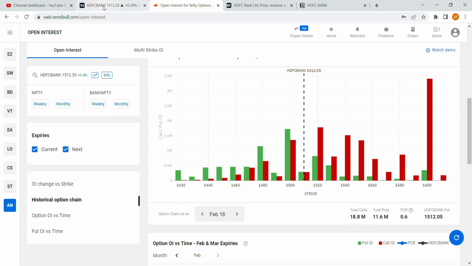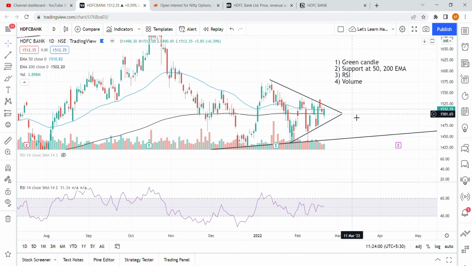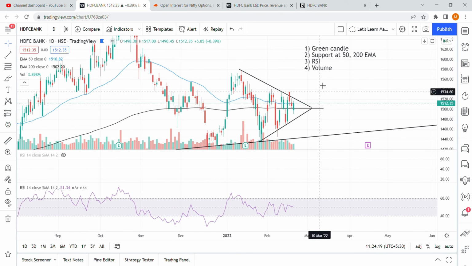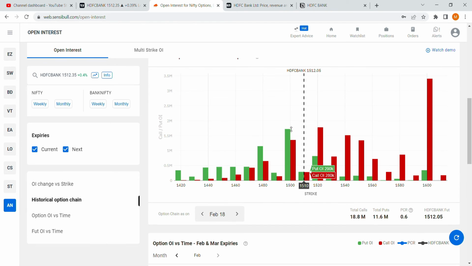Now if you remember, that same 1500 is being shown as the support by the EMA 200-day moving average as well. So we can safely assume that this would be a strong resistance for our trade, and then plan the trade accordingly. This is how the open interest helps us for setting up the stop loss and targets as well.